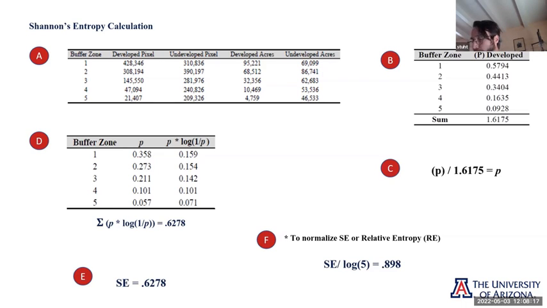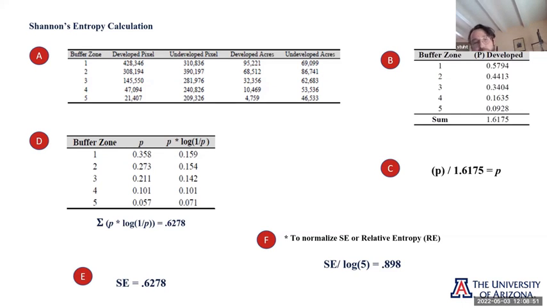For example, buffer zone 1 is 0.5794 divided by 1.6175, which results in the italicized P value of 0.358 in table D. Now 0.358 is plugged into the expression using log base 10, and these 5 buffer zones are summed to 0.6278, shown in E. This is the Shannon's entropy value, or SE.